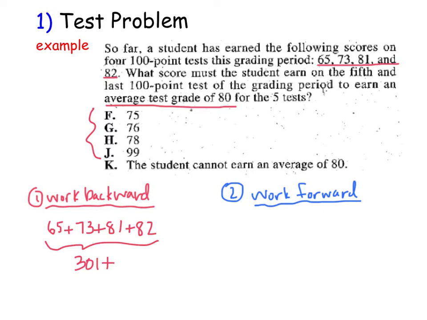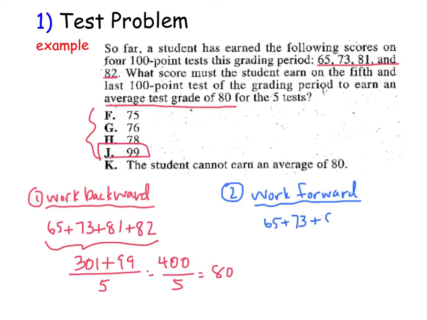So I'm going to start with 99. And if I add 99 to 301 and divide it by 5, I get 400 divided by 5, which gives me my average of 80. So that right there tells me the answer to the problem. The other method that we can approach this problem with is by just using algebra. And if you know how to do this problem, you don't have to work backward, because sometimes that takes a little bit of unnecessary time.